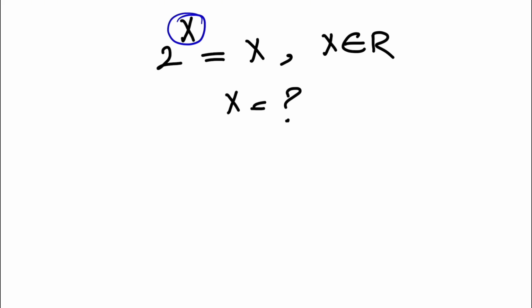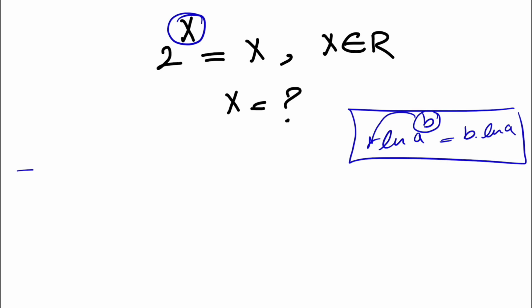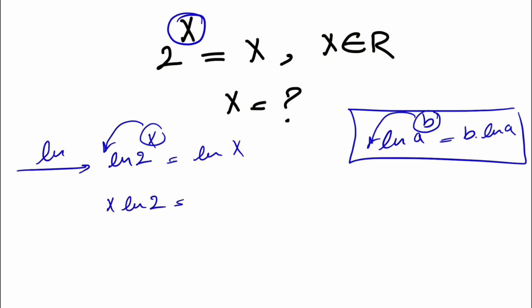So let's do that. And from the laws of the logarithm or natural log, we know if we have ln of a to the power of b, this power can go in the back of the ln, so it will be b times ln of a. So if we do the natural log on each side of the equation, we'll have ln of 2 to the x is equal to ln of x. So this x can go in the back. So we get x ln of 2 is equal to ln of x.